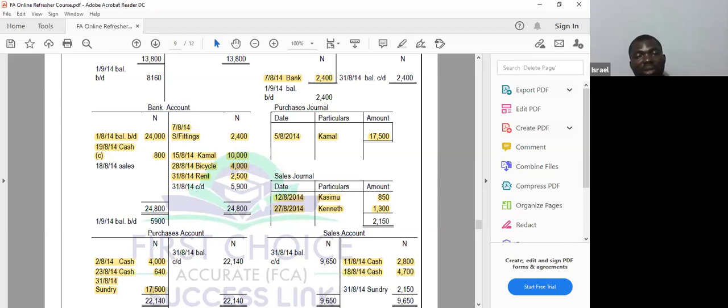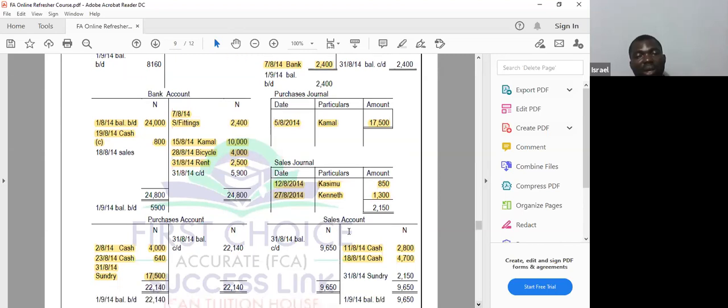Now the other one that we have is the sales account. Under the sales journal, we have two together to give us 2,150. Remember, the sales journal that we are talking about does not involve double entry movement. They only help to store the information pending when it is to be transferred to the ledger. So they are not in the rule of the double entry principle. So we have that addition here, which gives us 2,150.